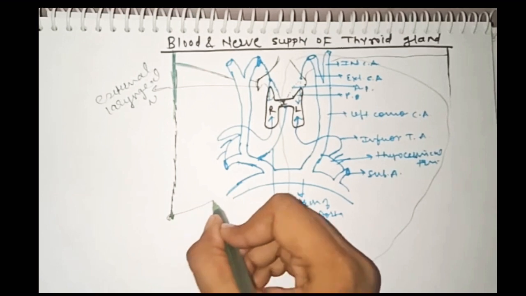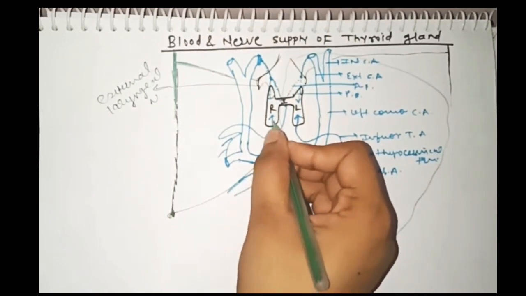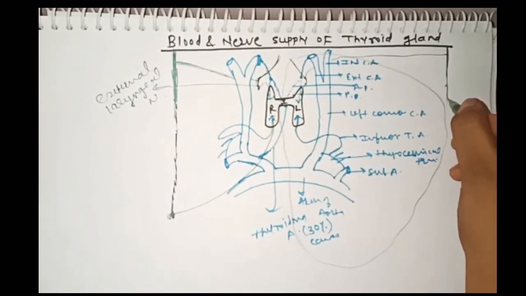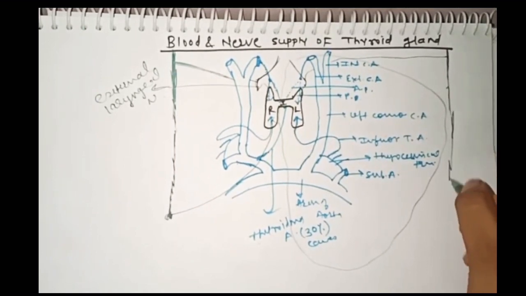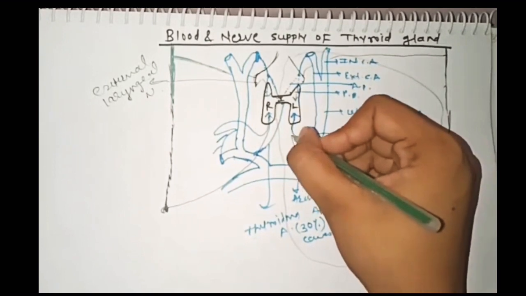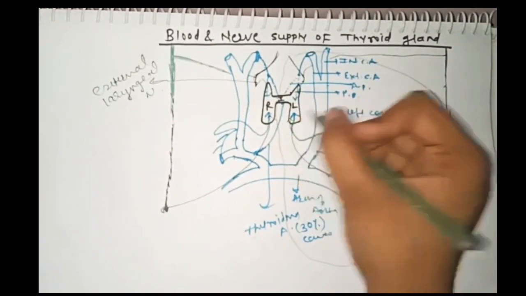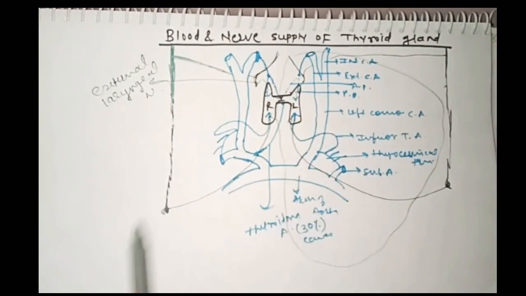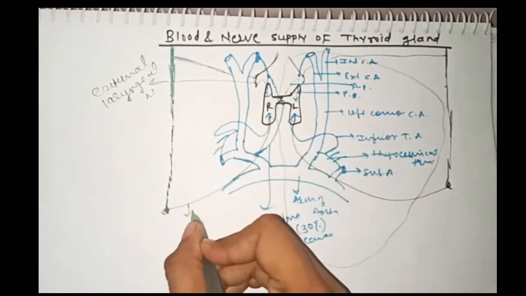Okay, this vagus nerve is going downward, but from the lower portion of this vagus nerve, one nerve arises and supplies the lower portion of the right lobe of the thyroid gland. The same happens on the left-hand side: from the lower portion of the vagus nerve, one nerve arises and supplies the lower portion of the left lobe of the thyroid gland. This is known as the recurrent laryngeal nerve.